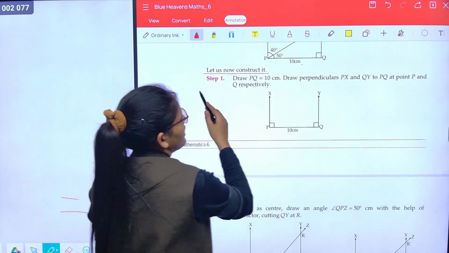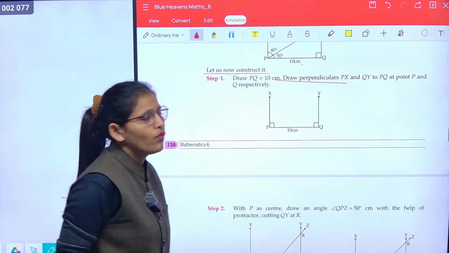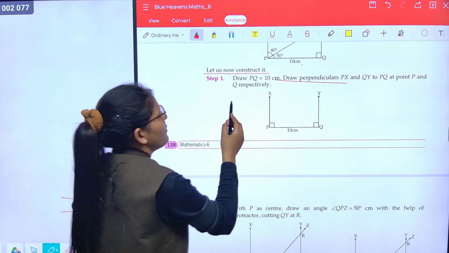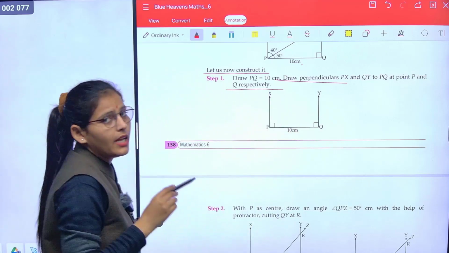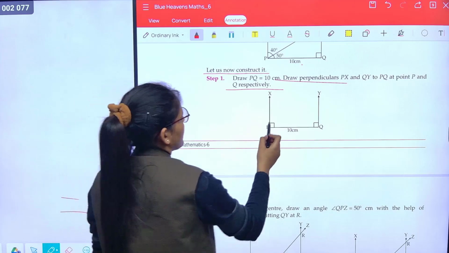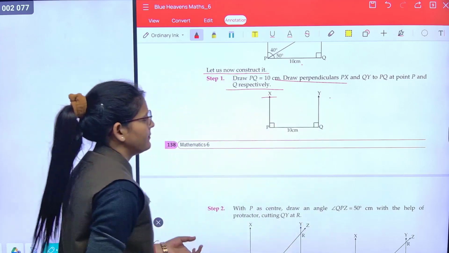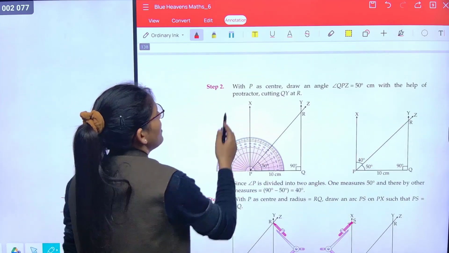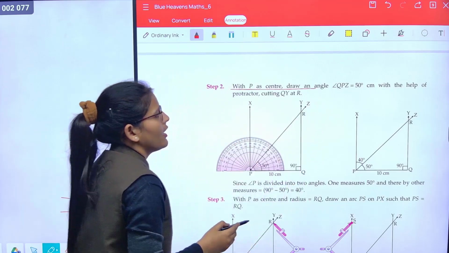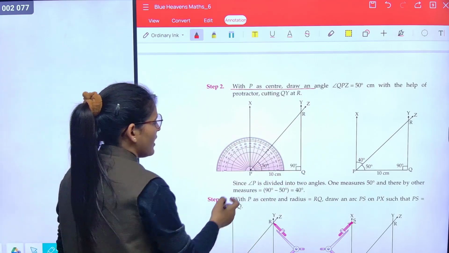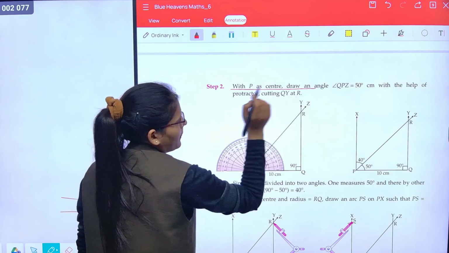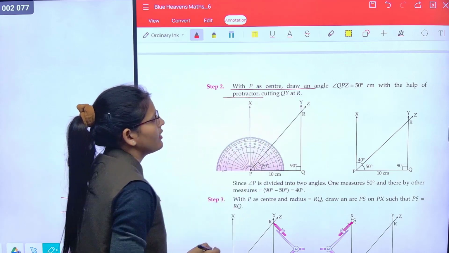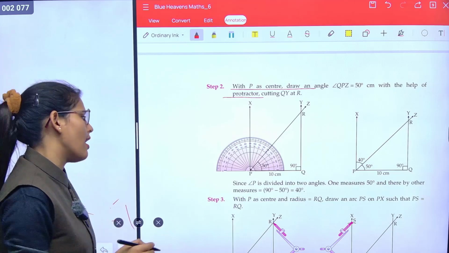Draw PQ 10 cm. Draw perpendiculars PX and QY to PQ at points P and Q respectively. That is, class, these perpendiculars X and Y. Now step 2. With P as center, draw an angle QPZ of 50 degree with the help of a protractor, cutting QY at R.